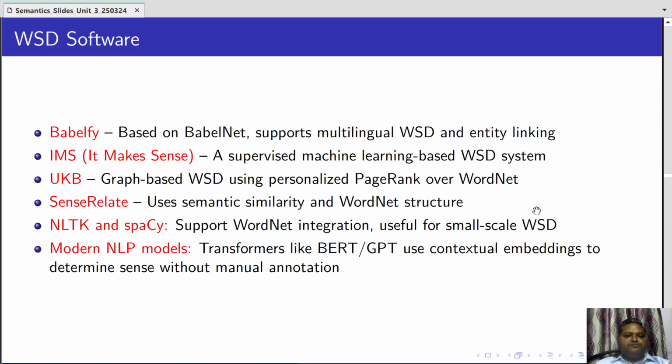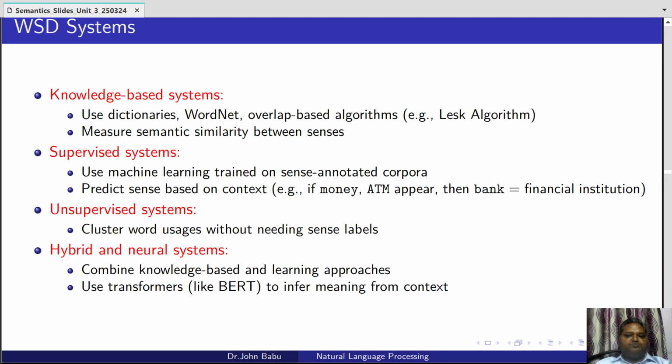Then we will be seeing the systems, in four categories. Knowledge-based systems, which you know are also called rule-based systems. There we'll be studying the Lesk algorithm, followed by the Yarowsky algorithm, and one more algorithm that depends on semantic similarity measurement between the different senses. Then we'll be seeing supervised systems, where systems use machine learning training on sense annotated corpora. Then unsupervised systems, where the words are clustered into groups without any requirement of label or annotation data. Then fourthly, a combination of these, known as hybrid systems, and systems which depend on neural networks.